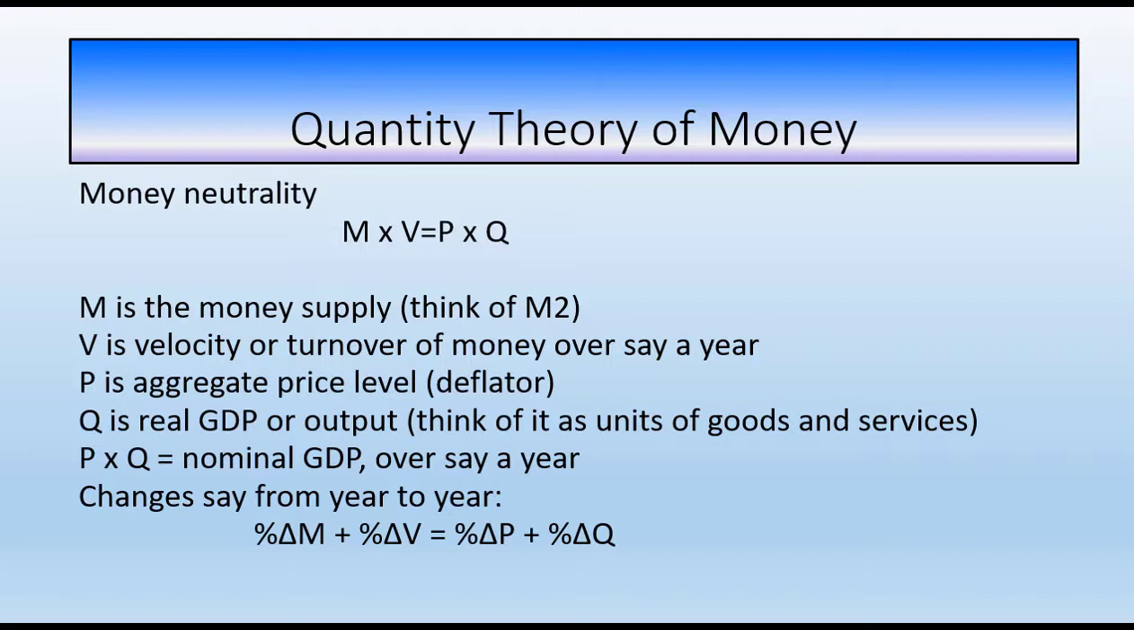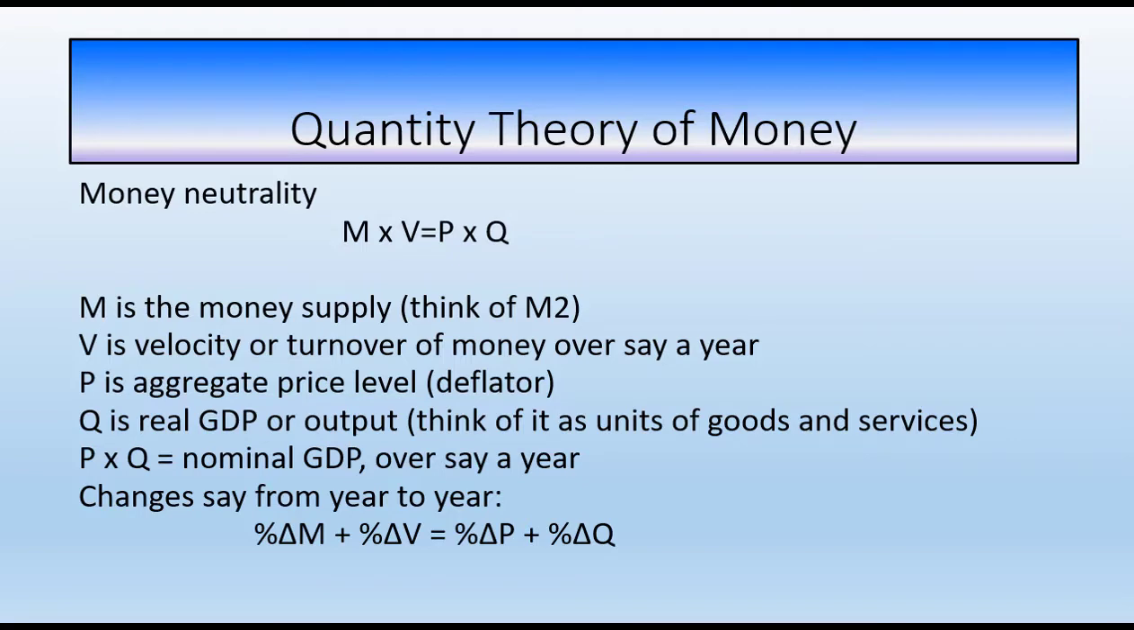Then there's the price level, P, that's a nominal thing. And so that's the aggregate deflator, the GDP deflator, or CPI. And then we have Q. And Q is the measure of real output. So if you're looking at how much you produced, the value of what you produce, the value in dollars is P times Q. But the Q, obviously, is the component part. Think of that as the number of units of goods and services.